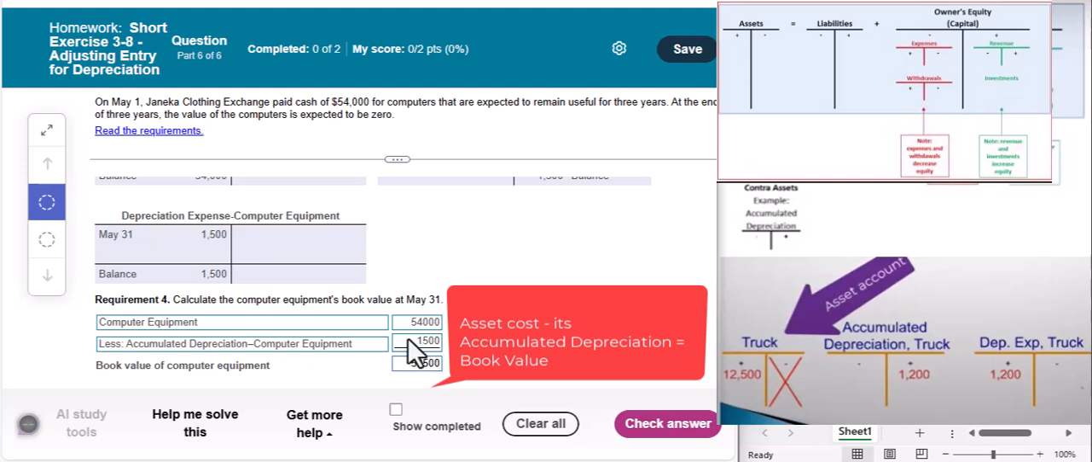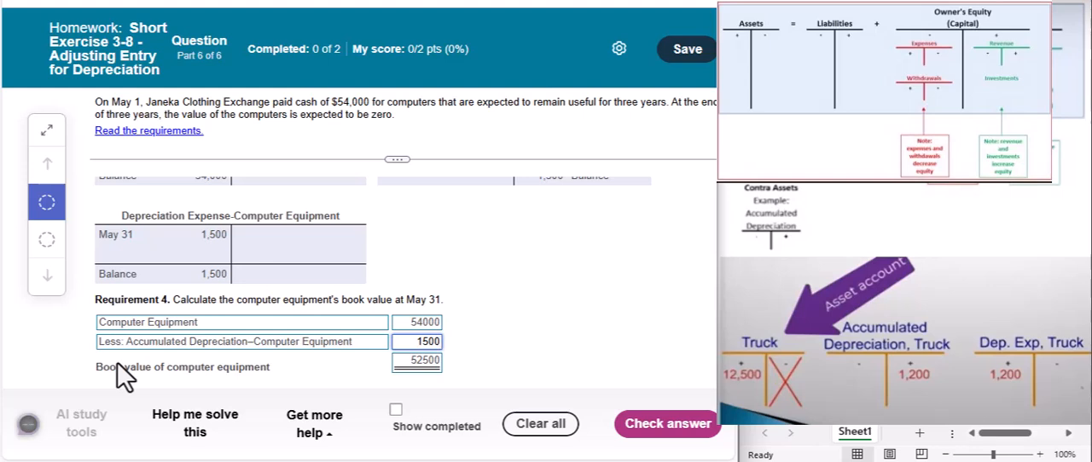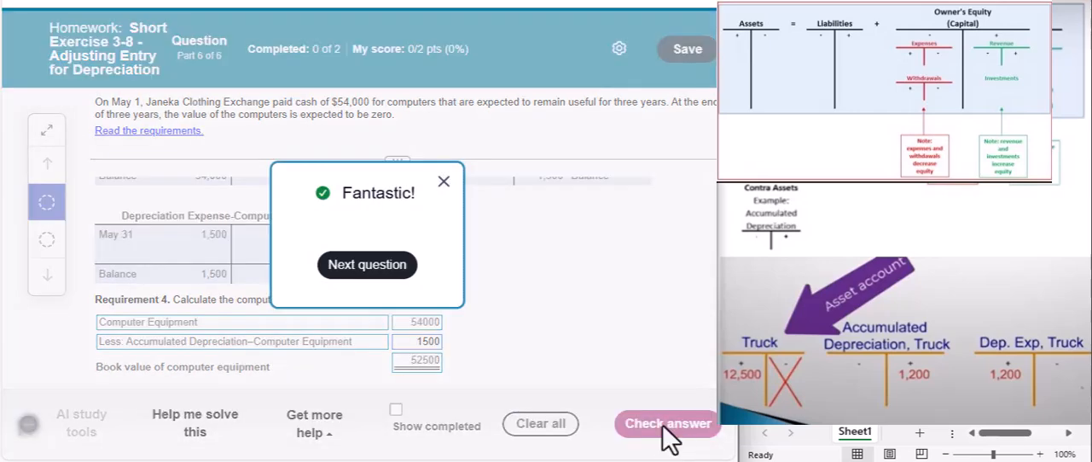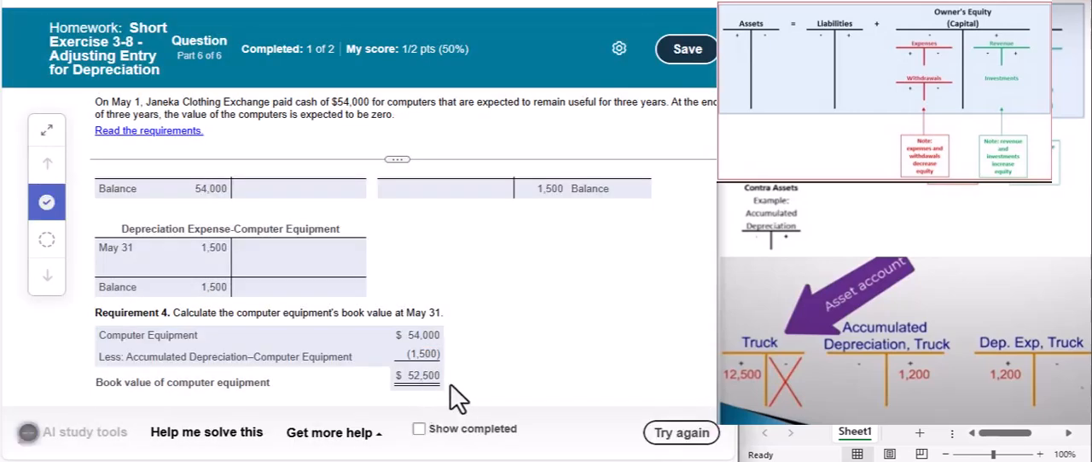And that's going to give us a total of $52,500. And this one you can make negative or leave it positive as long as you remember to subtract it here in the book value. Since we are saying it's less that amount, MyAccountingLab won't count it incorrect if you just leave it positive. But again, when you go into their solutions, it does show that this is a negative number. So let's check our answer. Fantastic. So what does this book value mean? Does it mean that we could sell these computers for exactly $52,500? No, that's not the purpose of depreciation.